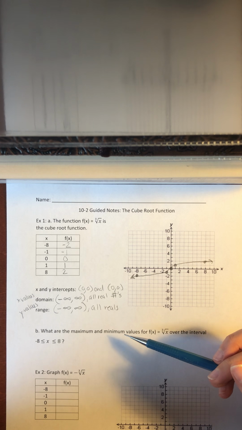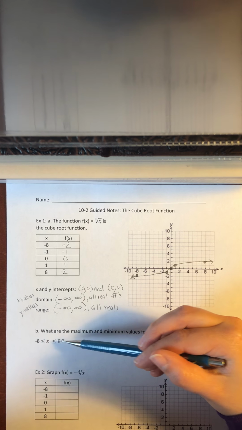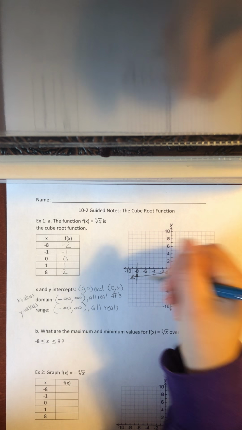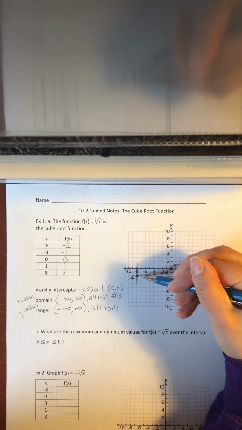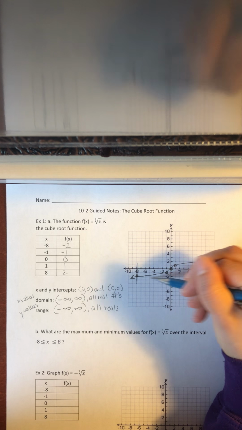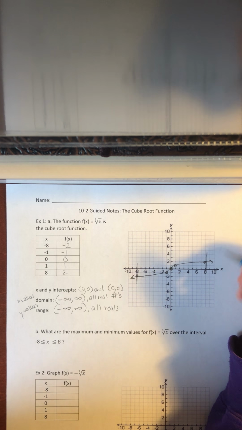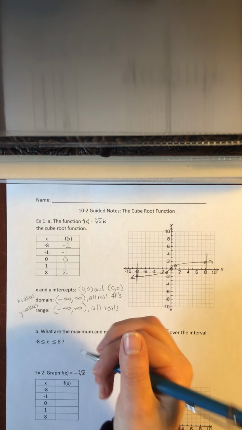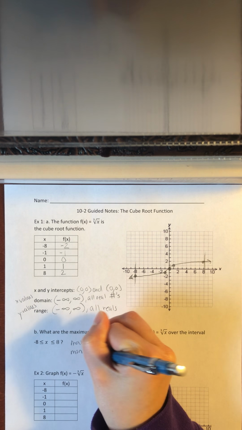All right, next. What are the maximum and minimum values for f of x equals the cube root of x over the interval -8 to 8? Here we're looking specifically at -8 to 8. The minimum value is -2, whatever your smallest y value is. Your maximum value is your highest y value, which is 2. Remember, this does go on forever, but if you're chopping the graph off between -8 and 8, that's what it's asking. So your max is 2, and your min is -2.